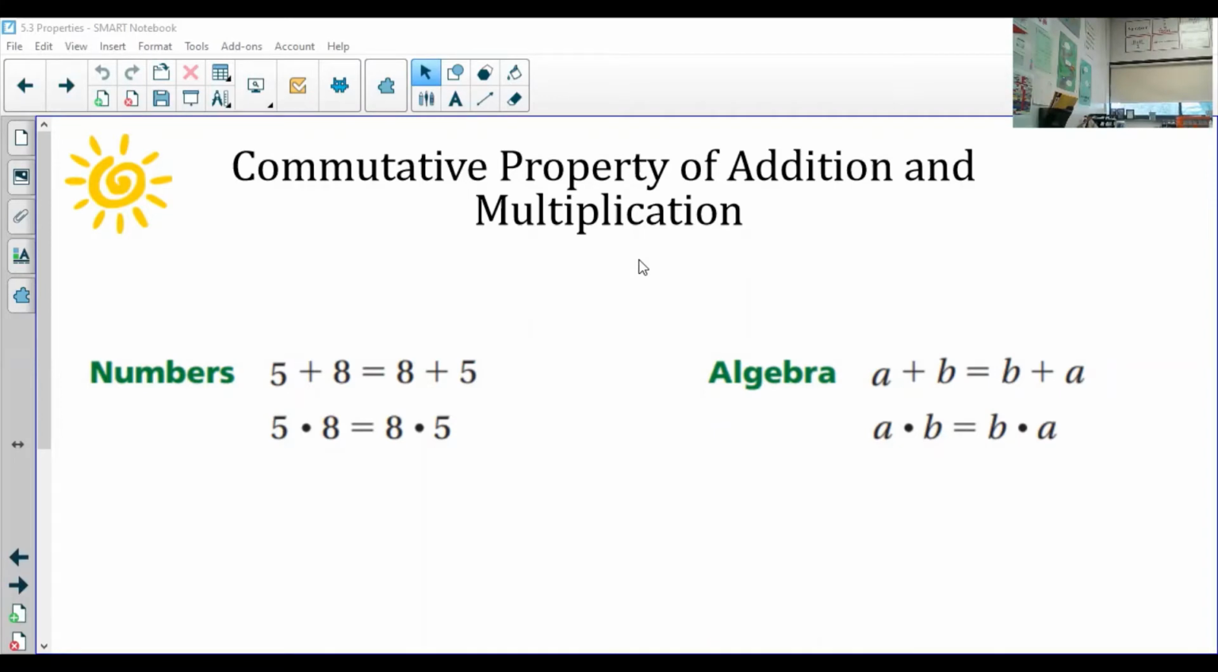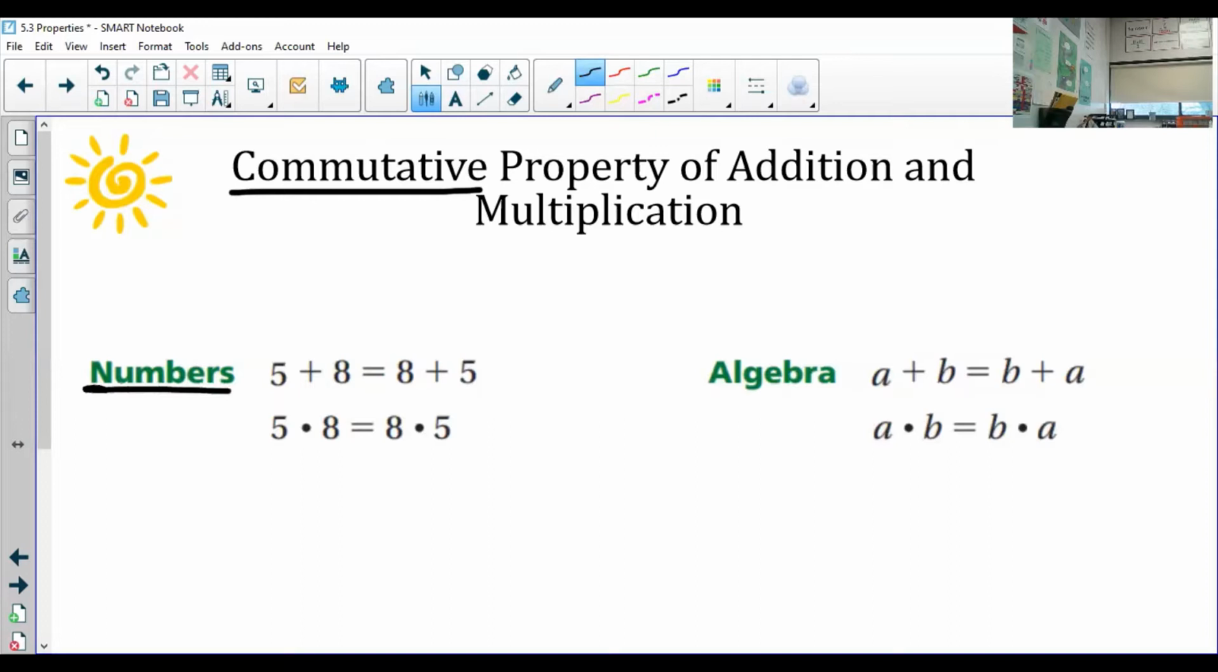First property that we are going to learn about is the commutative property. Okay, and this is the commutative property of addition and multiplication. So what that means, this can only apply to addition and multiplication problems. You can't do this if you're subtracting or dividing. It doesn't work like that. So if we look at the first example here, if we're using a number, 5 plus 8 is the same thing as 8 plus 5. And for multiplication, 5 times 8 is the same thing as 8 times 5.